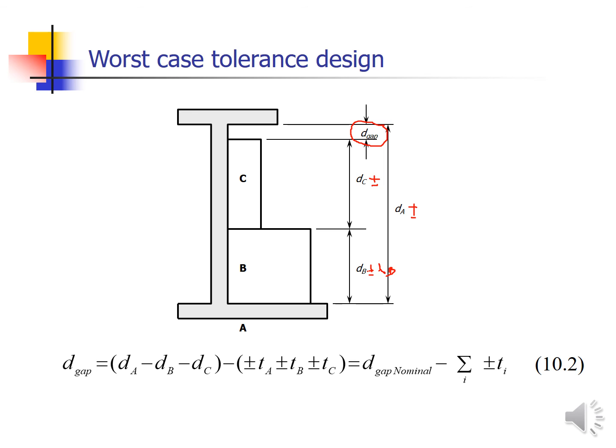Okay, dimension gap. The formula is dimension A minus dimension B minus dimension C. Okay, A minus B minus C, then again plus minus tolerance A. We have tolerance A here, and then we have tolerance B and tolerance C here, and we get the nominal gap minus total of the tolerance.